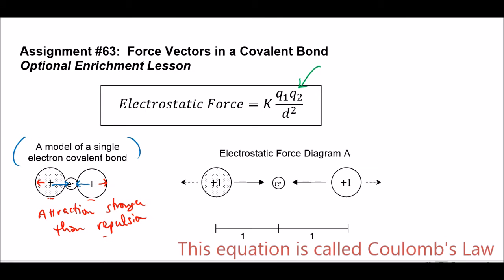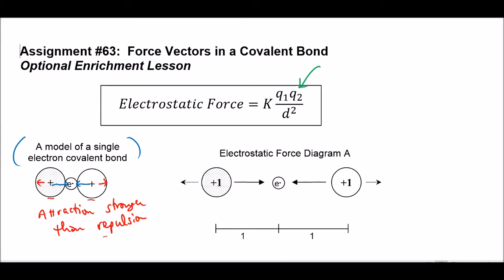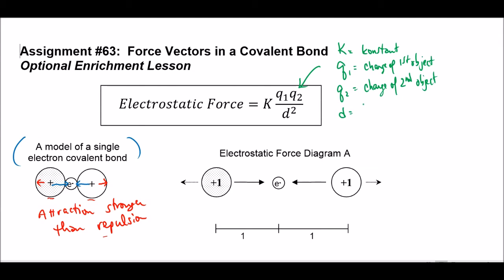This equation is telling you that humans have figured out how to calculate forces. It is not random. It can be mathematically determined. We need to define some terms here. K is a constant. I'll misspell it so it looks like K stands for constant. Q1 is the charge of the first object. Q2 is the charge of the second object. D is the distance between the two objects.